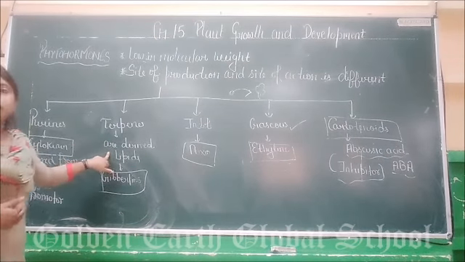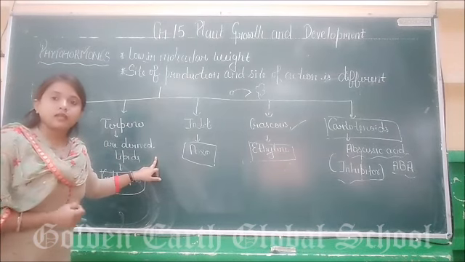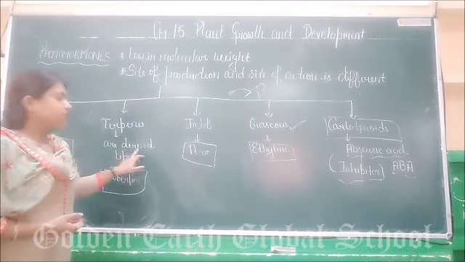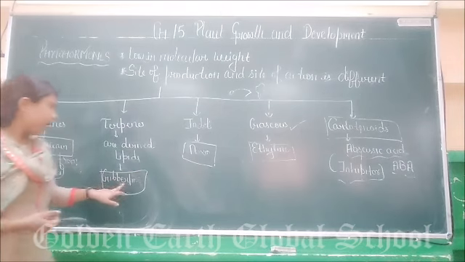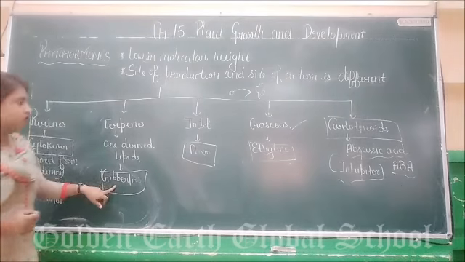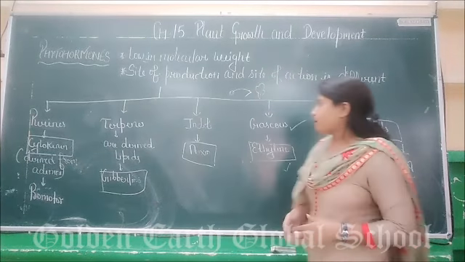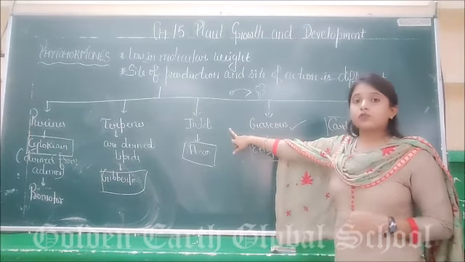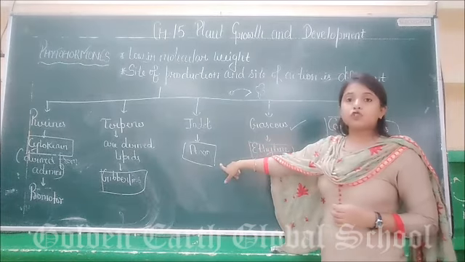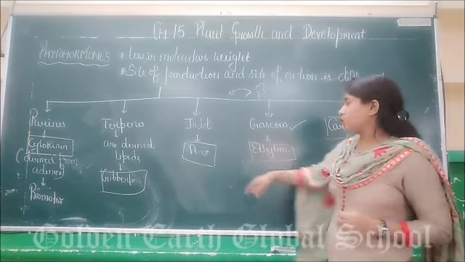Terpenes are also known as derived lipids, and that includes the gibberellins. This is also a hormone which has growth promoting properties. And then the third one includes the indole. Indole includes the auxins. Auxin is a plant hormone.